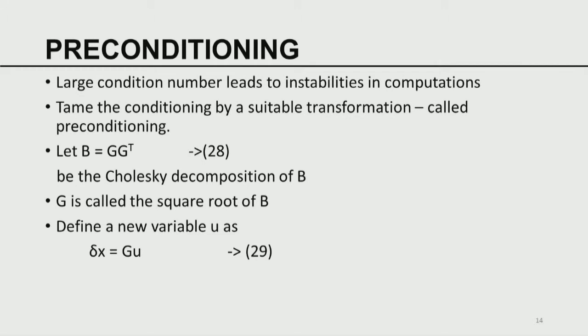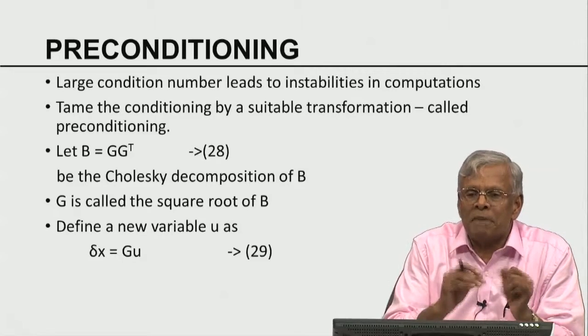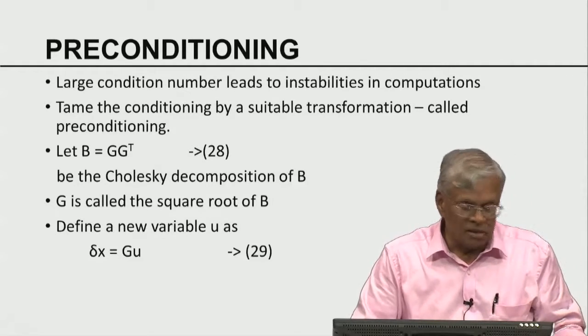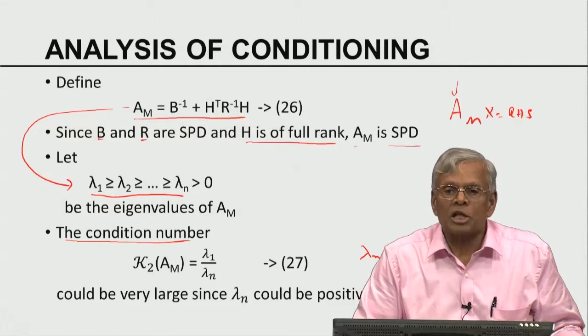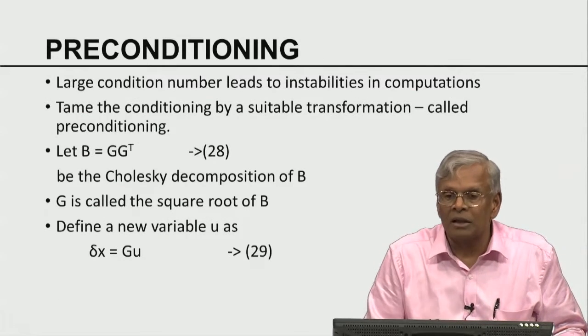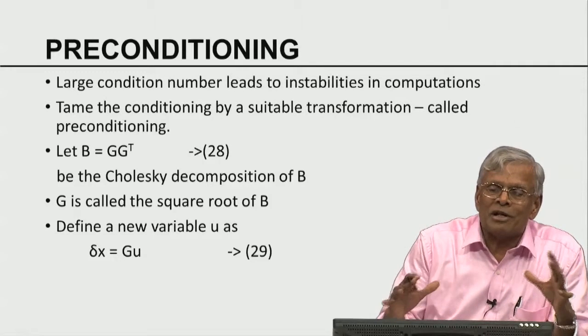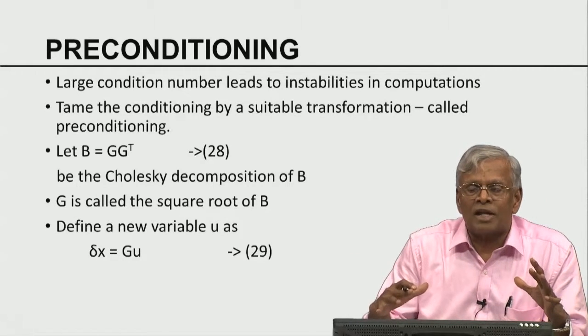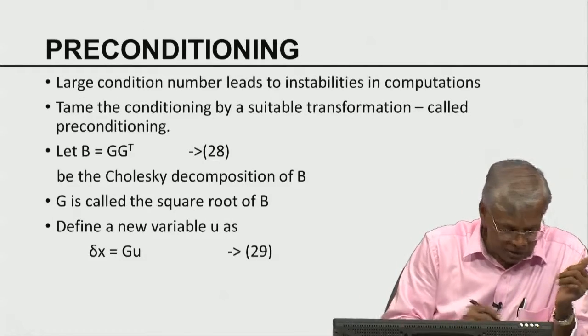To tame the conditioning we use a suitable transformation called preconditioning. So preconditioning is the methodology by which I am going to get around the challenges posed by an ill conditioned matrix or a matrix with a large condition number. What is the matrix of interest here? AM. What is AM? AM is the sum of B inverse plus H transpose R inverse H. These are all mathematical considerations. So how am I going to develop a preconditioning to avoid the challenges of ill conditioned or nearly ill conditioned matrices? That is what we are going to discuss now.